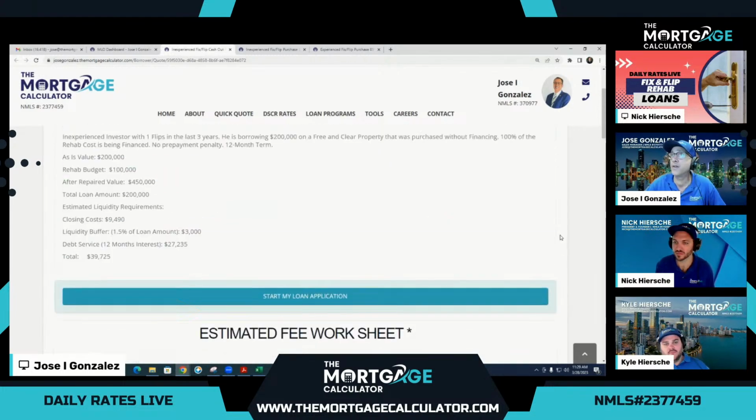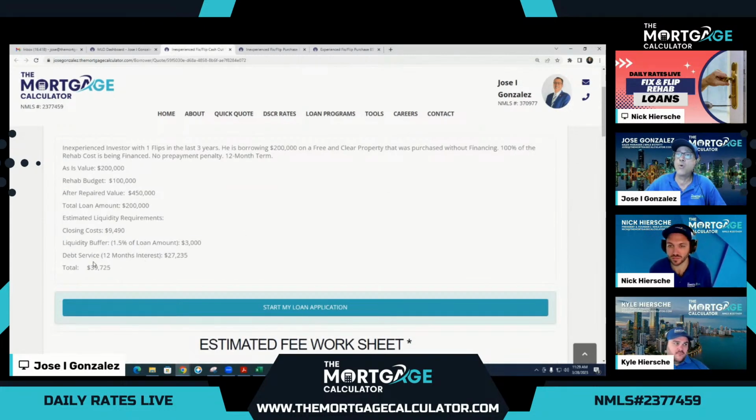Excuse me, I wrote them up in the top here. So the total that the borrower would need, collected at closing, includes the 12 months upfront debt service, the liquidity buffer of $3,000, and closing costs of $94.90. So there's $39,725 that will be deducted from the $200,000. Still a cashless transaction. $100,000 is going to be the rehab budget. So the borrower is still going to have roughly $60,275, I think is the math, more or less, cash out plus the rehab money.